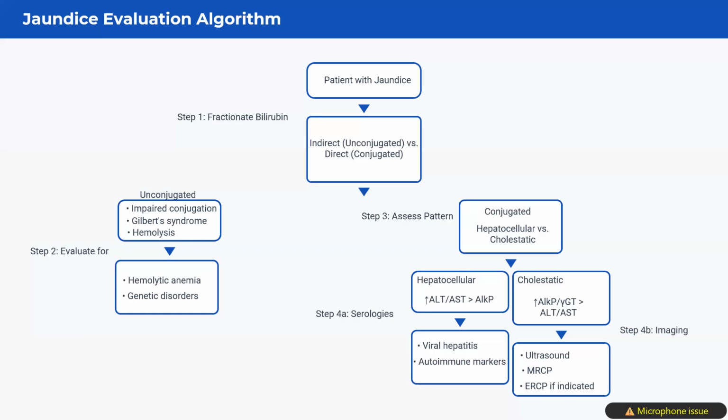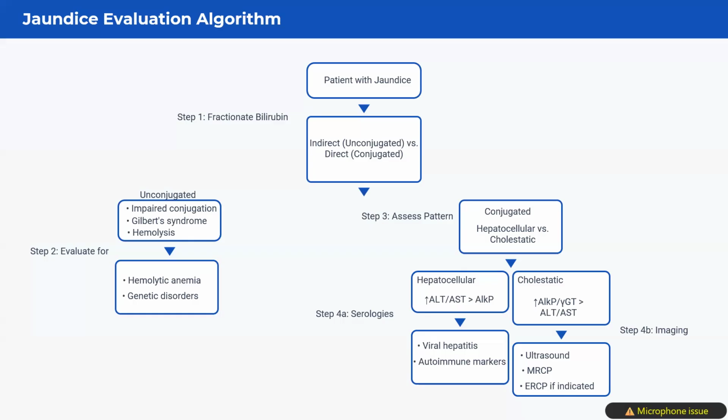Whereas in step three here, if it is conjugated, that means you're dealing with hepatocytes that have done their job, but the bile flow is disrupted, and now you know where you're located. It could be hepatocellular inflammation or a cholestatic obstruction.